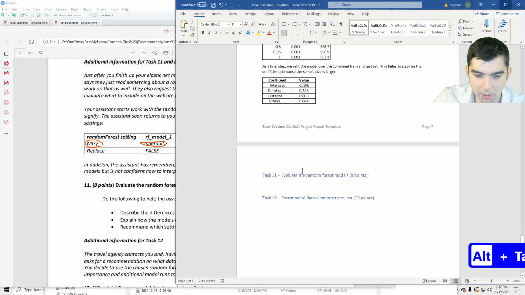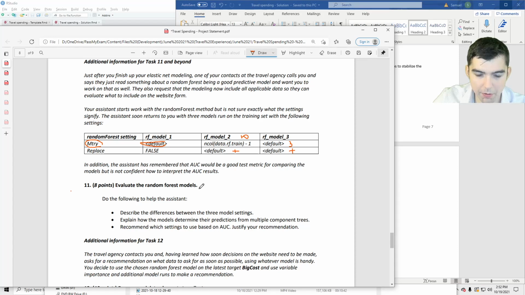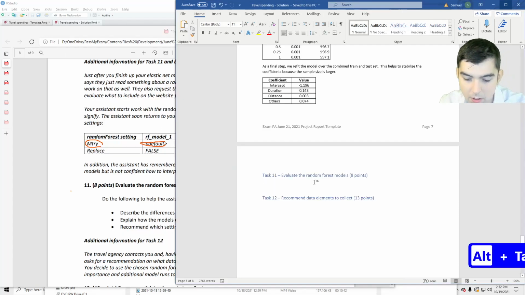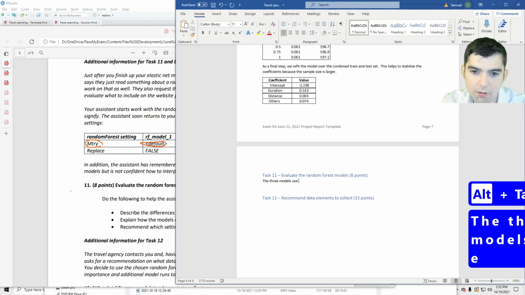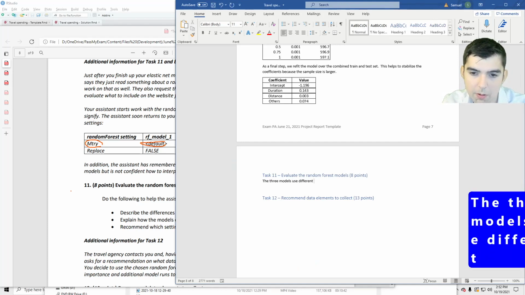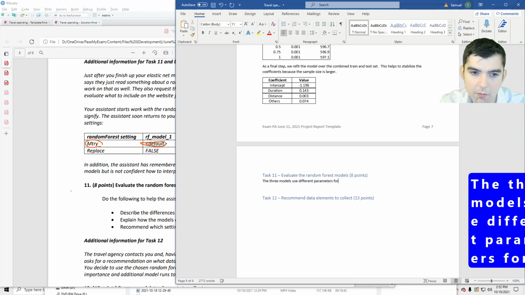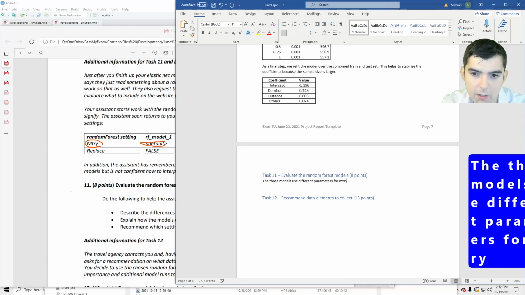So going back to here, well, that's just additional info. Now you have that info. So evaluate the following: describe the differences between the 3 model settings. The 3 models use different parameters for mtry and replace.